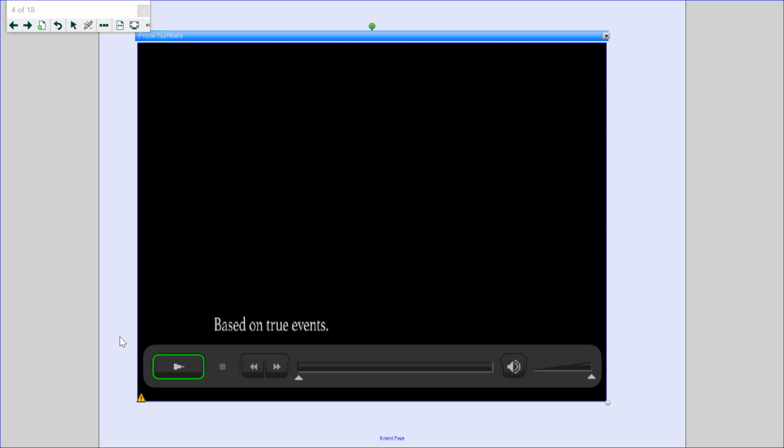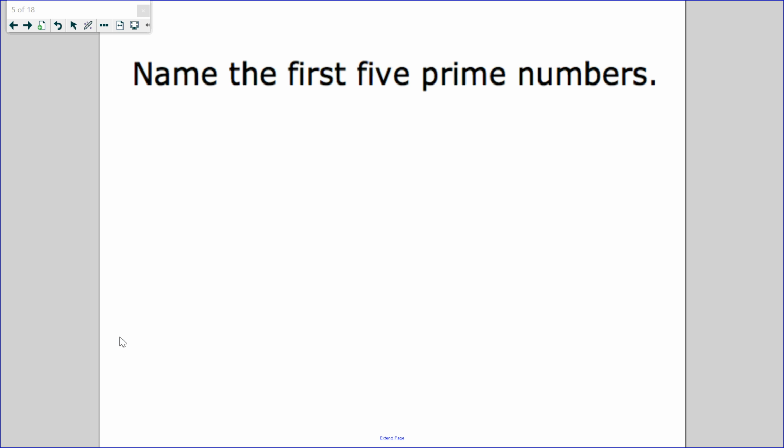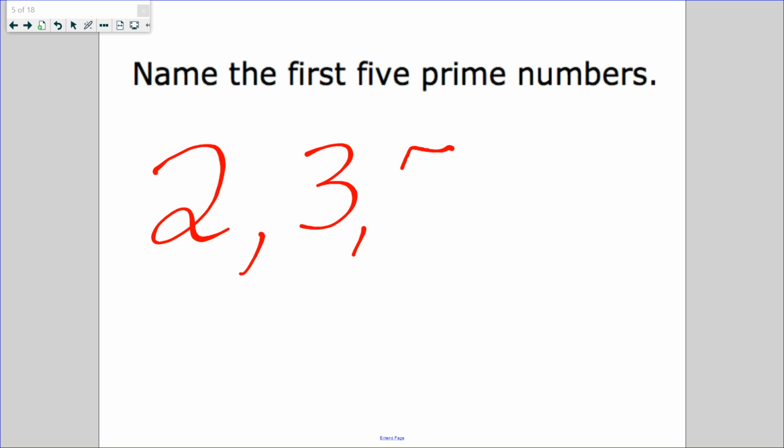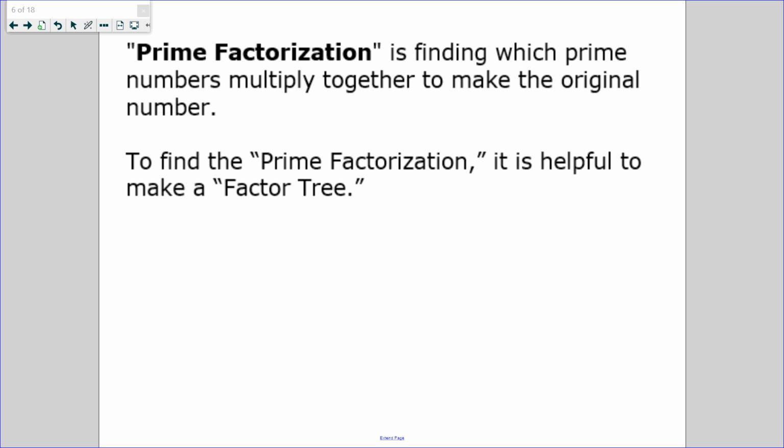And so why are prime numbers important? Prime numbers are used in a lot of things like code breaking, in computer codes, and so on. So do you know the first five prime numbers? We talked about it; you may need to look at the previous video. 2 is the first prime number. 3 is the next one. 5, 7. A lot of kids want to say 9, but it's 11. So prime factorization is finding which prime numbers, like 2, 3, 5, 7, 11, multiplied together make the original number.